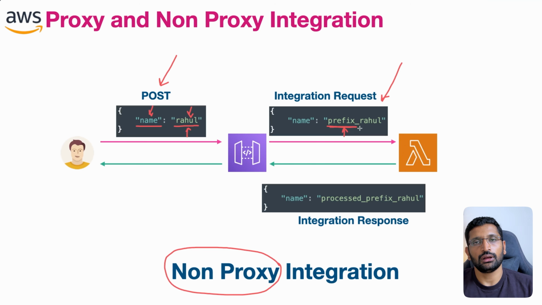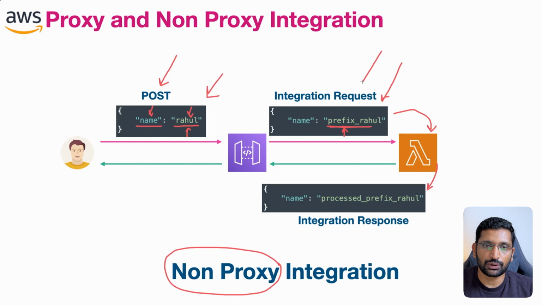So this is the power of our non-proxy integration, where API gateway, when you do the non-proxy integration with a Lambda, allows you to modify the request which is coming in before it is getting processed with the Lambda. So here the name was coming over here, but here we have added a prefix, and then that request is being processed and then it is returned back. So right now, I'm just going to show you this particular part where we are modifying the request. The response part, I'll leave it up to you so that you can experiment and test it.